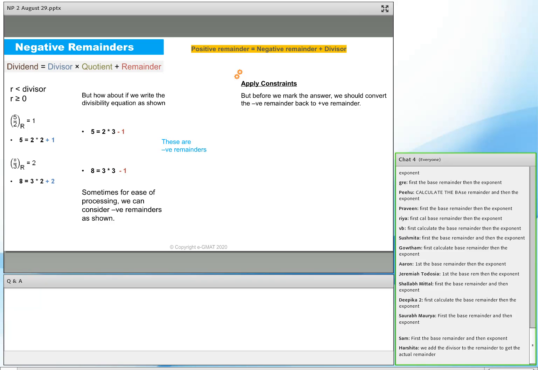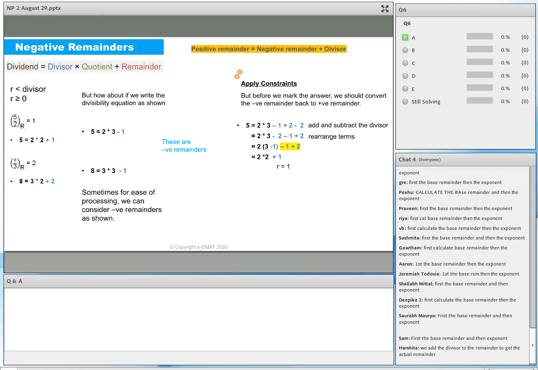So do everything you like with negative remainders to ease your calculations, but please make sure to convert into a positive remainder, because negative remainders can never, ever, ever be the final answer. It's not possible mathematically, right? With that, I would move on to question number 6. Very quickly, please mark a still solving. And I am going to help you understand how negative remainders make your life easy.